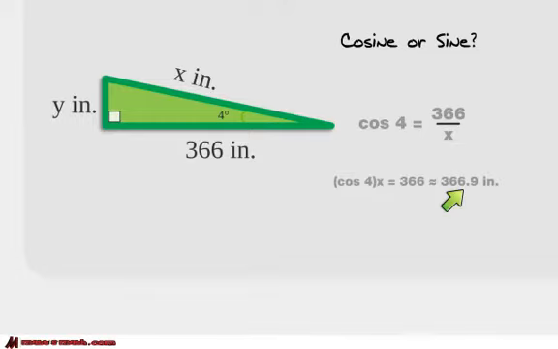With the 4-degree angle, it's not that much different, is it? It's only about 1 inch longer. Why is that? Maybe because the angle's so small, huh?